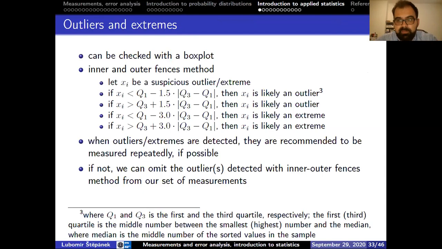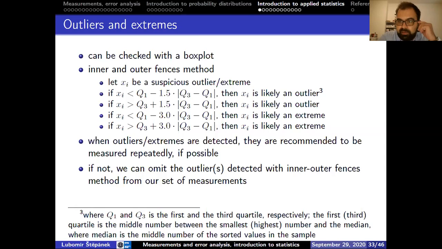Outliers and extremes. Sometimes it could happen that you have a sample of readings, and most of the readings seem to be okay. They are somewhere around the true value, let's say. But for example, one or two of the readings are absolutely far from the rest. And this is kind of messy, and you would like to handle this issue. This could happen for some reason.